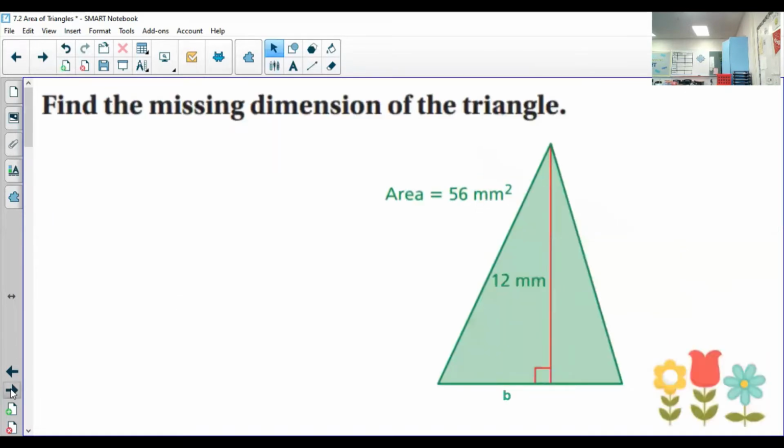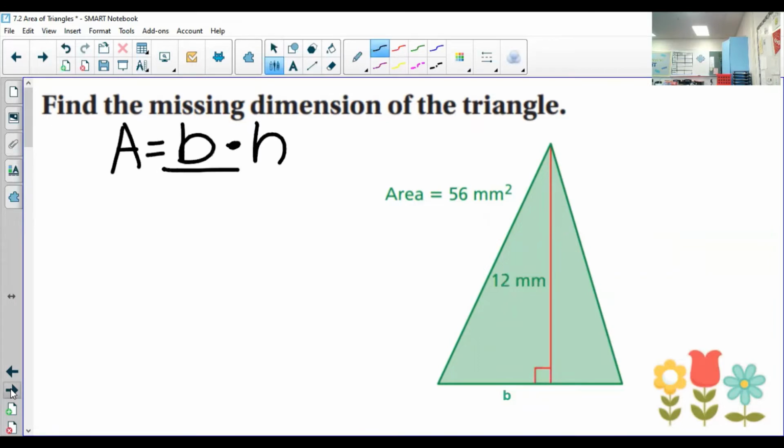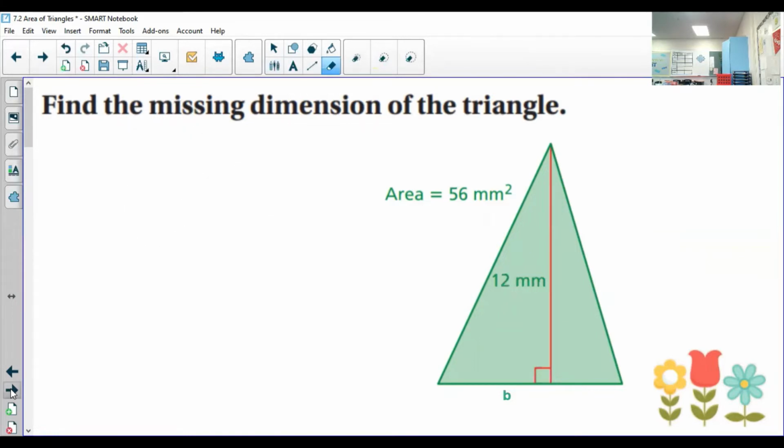But let's move on. This time it says to find the missing dimension of the triangle. Ooh, how are we going to do that? Okay, the first thing we need to do is write down our formula. Okay, we're always going to start right there. We've got base times height divided by 2. And we're going to fill in the numbers, okay? Actually, I'm going to write this a little bit smaller so I have some room to work. Base times height divided by 2.